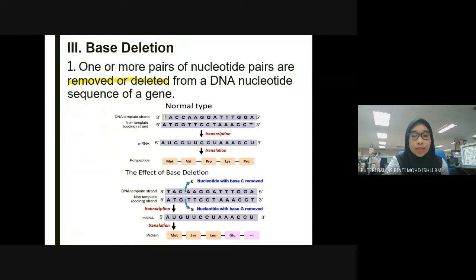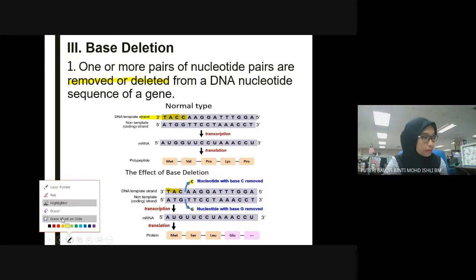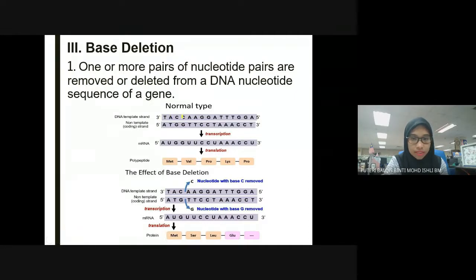So what happened? We have TAC. Okay, TAC. But we delete C. Sini ni kita delete C. Sekejap. C kita delete C ni. So bila kita delete C, pair dia pun kita akan delete. So sepatutnya kita ada GUU, but once it is deleted, it will read as UUC. Okay, UUC. Macam tu. That is frame shift. Alright?